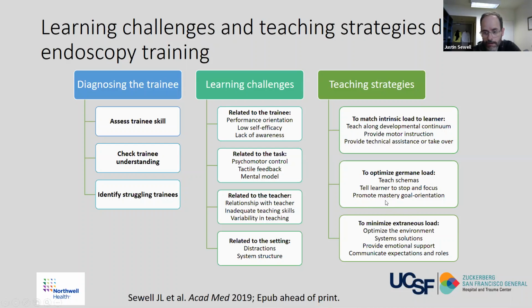And they talked about having a mastery goal orientation. So a lot of procedural learners just want to be good. They want to be fast, but the teachers were trying to get them to focus on doing it well.